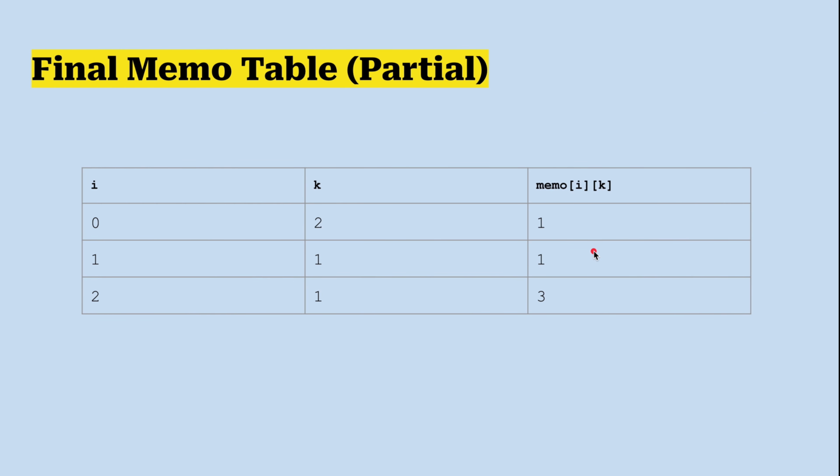Okay, so the final table: when i is 0 and k is 2, we have got 1. When i is 1 and k is 1, we will get 1. When i is 2 and k is 1, we'll get 3. So the memo table gets updated.